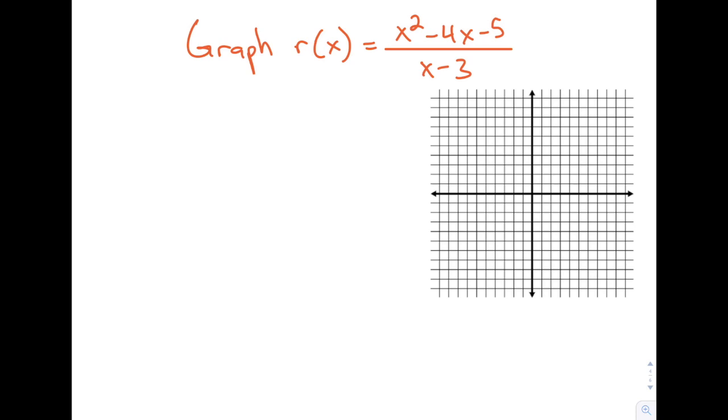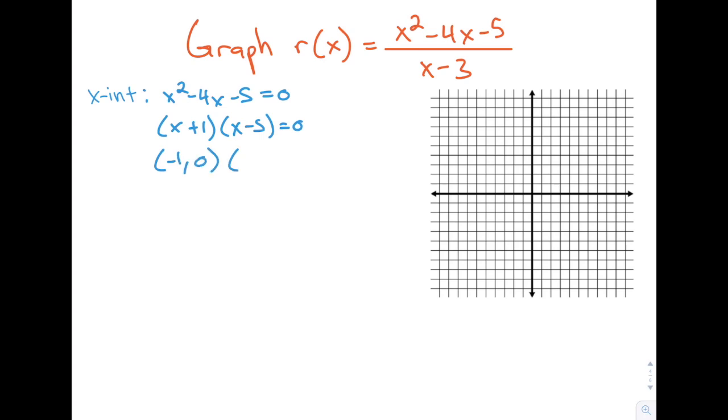Remember, to find the x-intercept, we take the numerator and set it equal to 0. So we have x squared minus 4x minus 5 equals 0. This happens to factor to x plus 1 and x minus 5 equals 0. So we have x-intercepts negative 1, 0, and 5, 0.